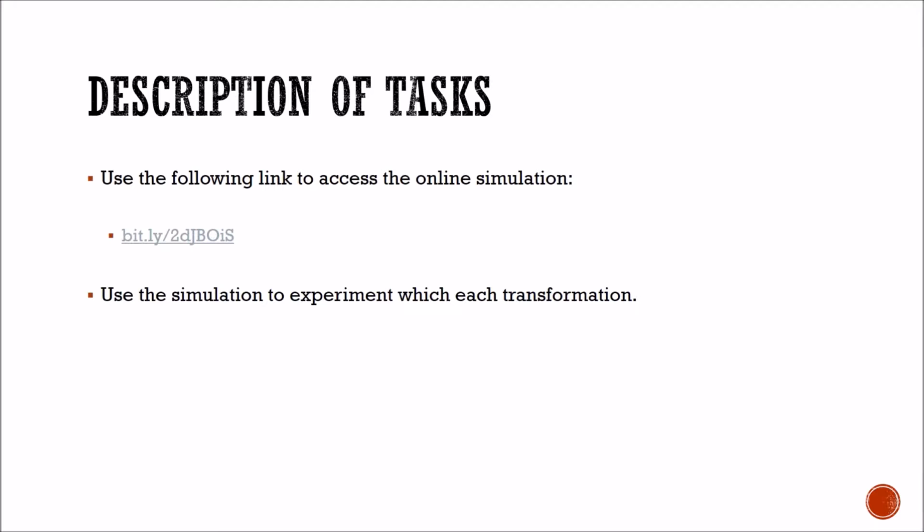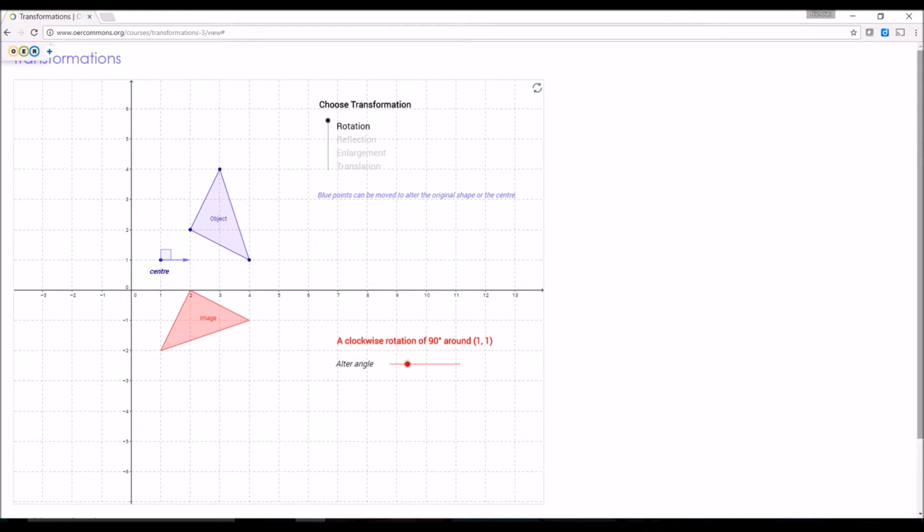For this task, you're going to use the following link to access an online transformation simulation. Once accessing this online simulation, you're going to use it to experiment with the 4 different transformations. Before going further, I want to take a moment to highlight the features of this online simulation. Using that bit.ly link will bring you to the online transformation simulation.